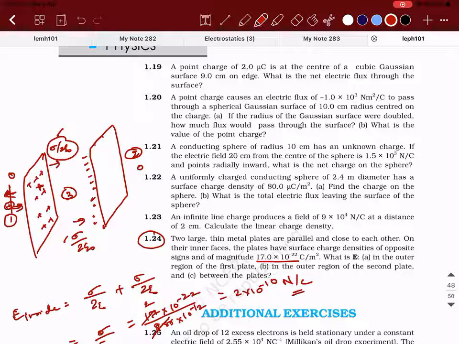Let's do the 19th one. Read the question. There is a point charge of 2 microcoulomb, which is placed at the center of a cubic Gaussian surface of edge length 9 centimeter. What is the net electric flux through the surface? What is the answer?